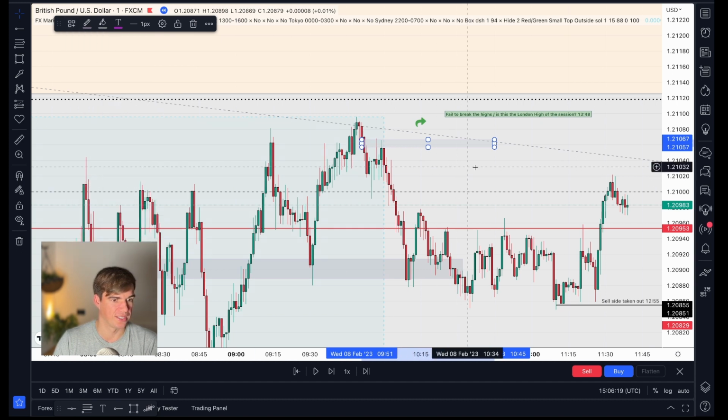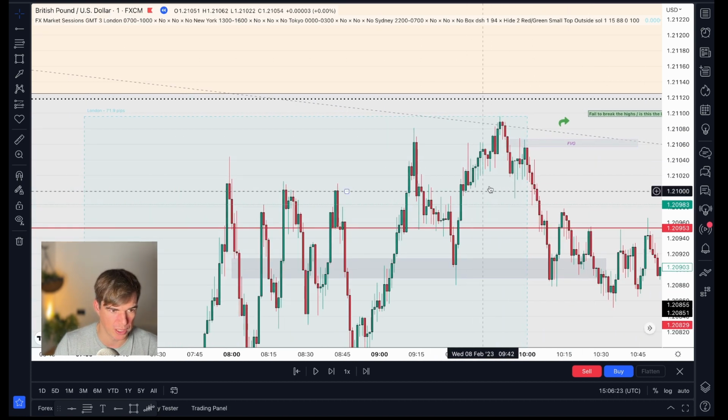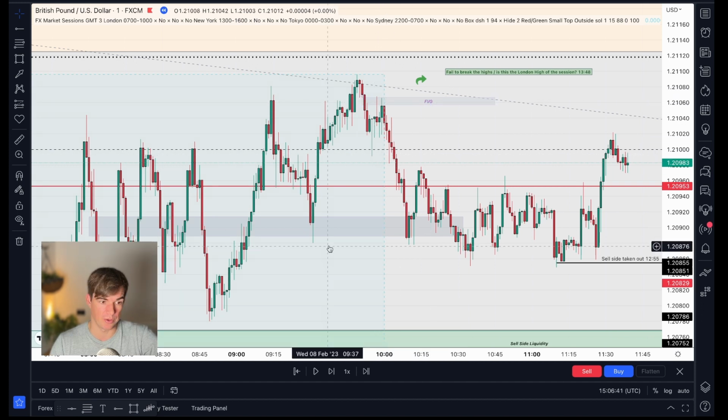After I said, is this going to be the top of the structure? It broke below these swing high lows here. The price came down below the 1-2, got rejected on the 1-200, came back into the fair value gap, and then broke below this swing high.